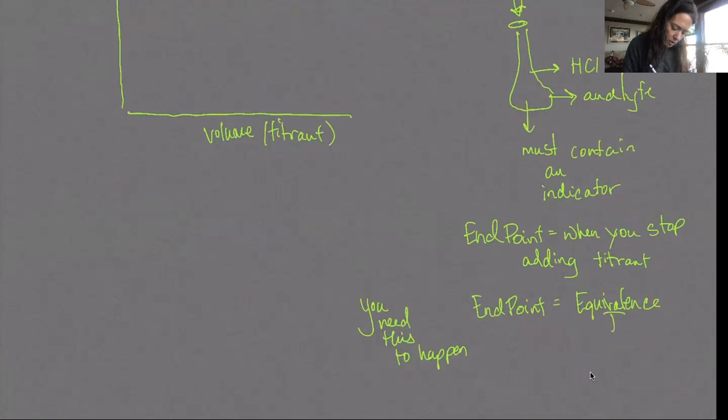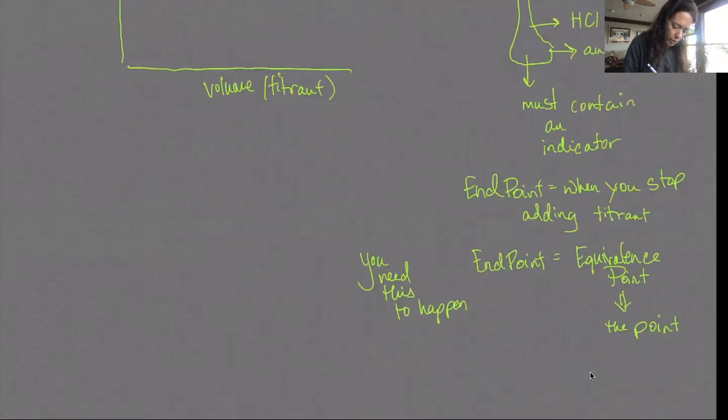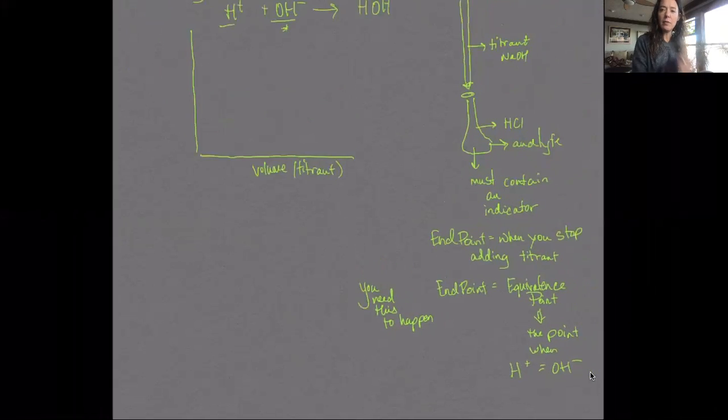Okay. So the equivalence point is the point when H equals OH, right? I'm just going to write H equals OH. So you need to end your titration when they're equal, okay? And an indicator allows us to do that.